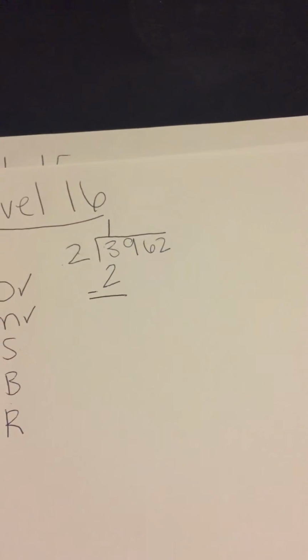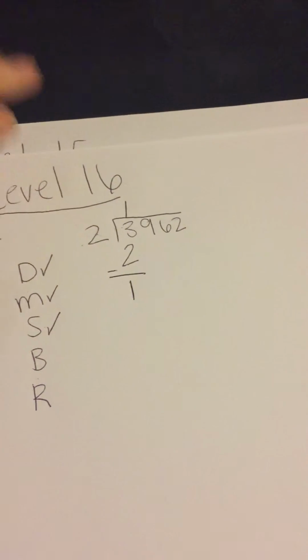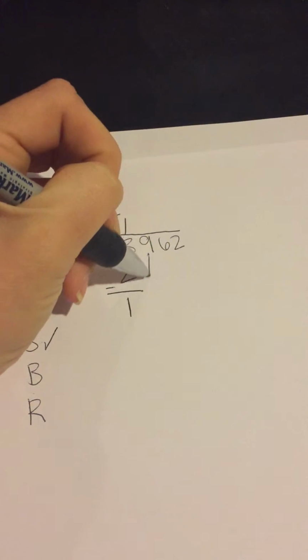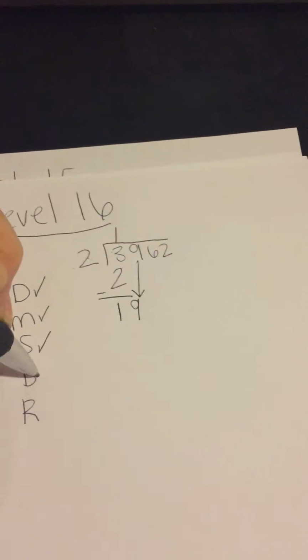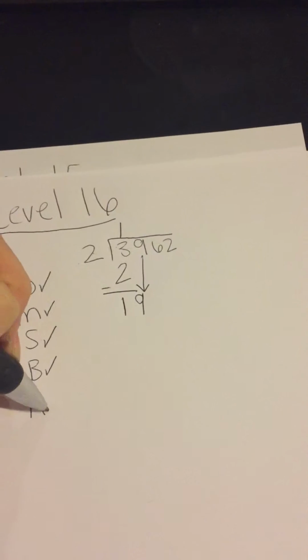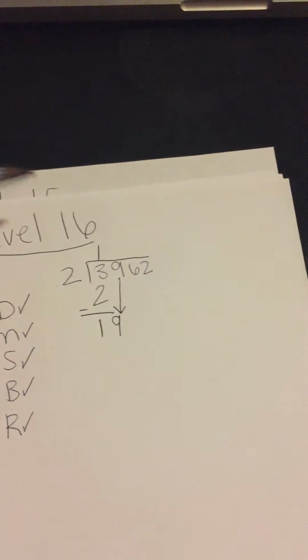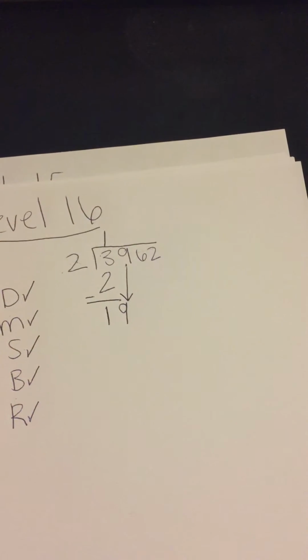3 divided by 2 is 1. Put a check there. Now we need to bring down our 9. Nice and neat here. And now R stands for repeat. All right, how many times can 2 go into 19?